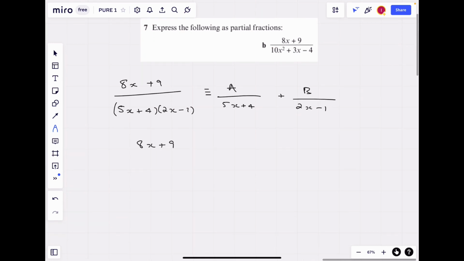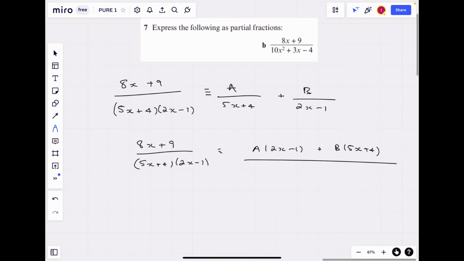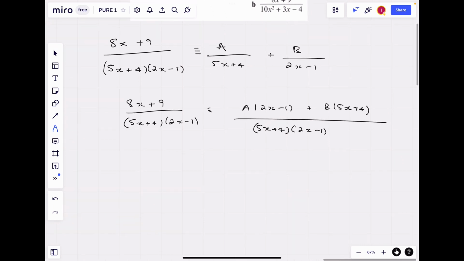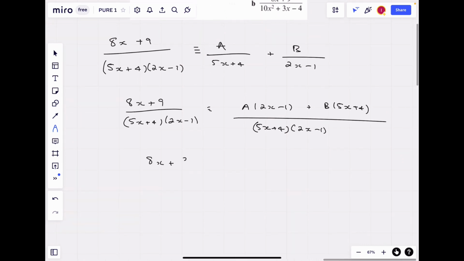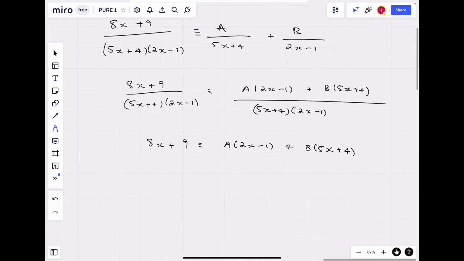Now we can combine the fractions on the right hand side. A times 2x minus 1 plus b times 5x plus 4 all over 5x plus 4 and 2x minus 1. Because the denominators are the same, you can equate the numerators. Like this. And now you can have two substitutes. x equals a half and x equals minus 4 over 5.